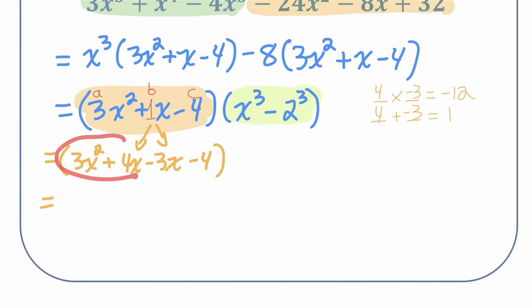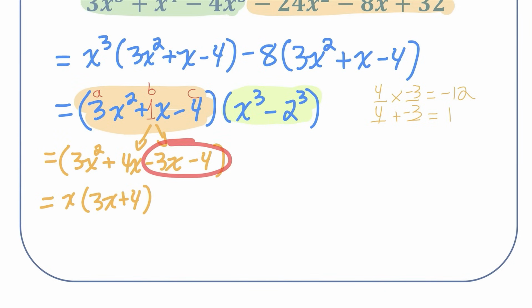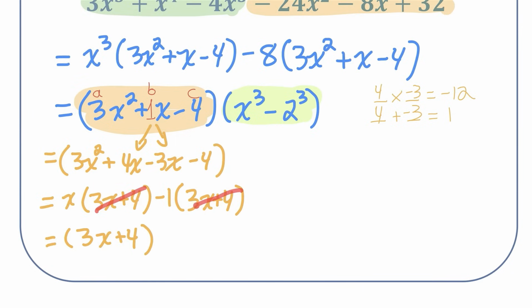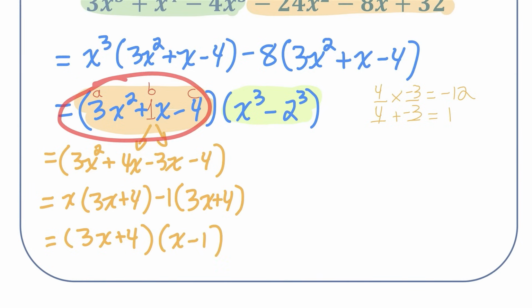I'll take a common factor from the first two terms. I could take out an x. The last two terms, I could take out a common factor of negative 1. I have a common binomial of 3x plus 4 that I could factor out. When I divide both terms by 3x plus 4, those are gone, and I'm left with x minus 1. Okay, that's just half of what I wanted to do. I've now factored this part of my expression.